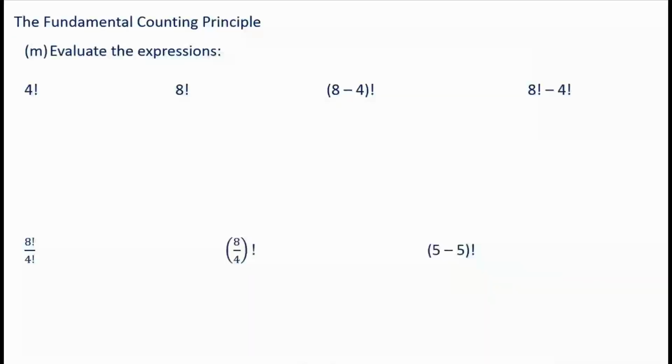And my suggestion is you pause it, work these out, and see how it goes. These are common problems that students make mistakes on, so I just want to make sure you're comfortable with it. But pause it. See if you get the same answers I get. When you come back, you can watch me do this. So 4 factorial is 4 times 3 times 2 times 1.